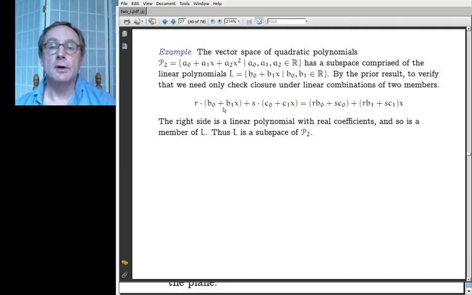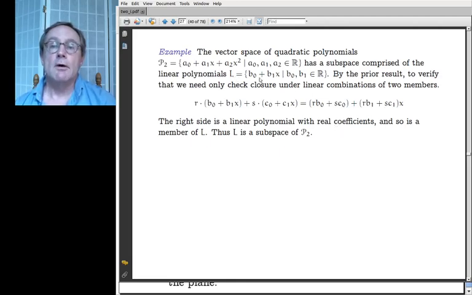So I have r times a first linear polynomial plus s times a second linear polynomial. And when you distribute the r's and add together, you get a constant term and a coefficient of x. This is a linear polynomial. It's got some letters there, but it's not hard. The constant term is a real number, and the coefficient of x is again a real number. It's a somewhat convoluted way to write a real number, but it's a real number. So real number plus real number times x, that's a linear polynomial. So the right side is a linear polynomial with real coefficients.